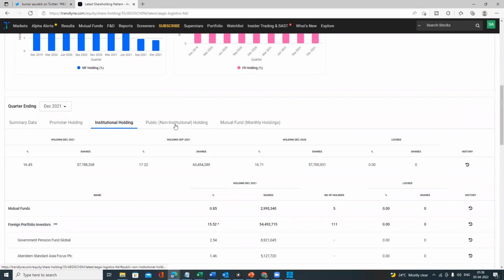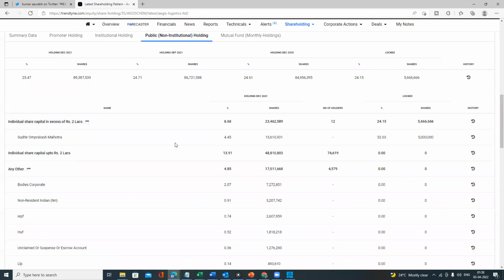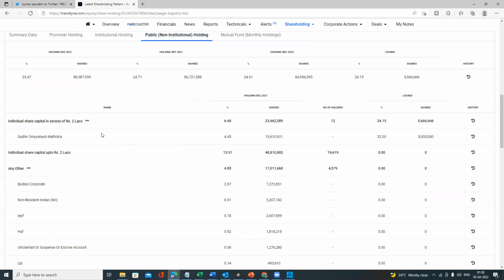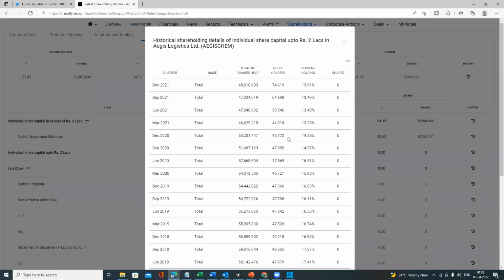And when it comes to retail data analysis, you can see a similar behavior. This one is exceeding 2 lakh rupees, but this is the typical retail shareholding, which is 3.91%. And also you have almost 74,000 shareholders holding 13.91%. Again, when you click on the history, you can see that retail shareholding has also decreased from March, almost 16%. This has come down to literally 14%, so a 2% decrease.